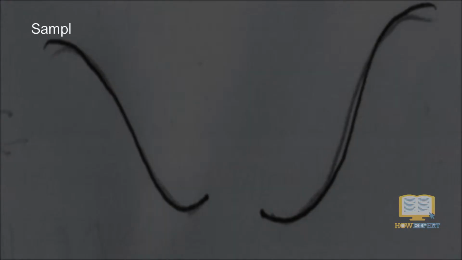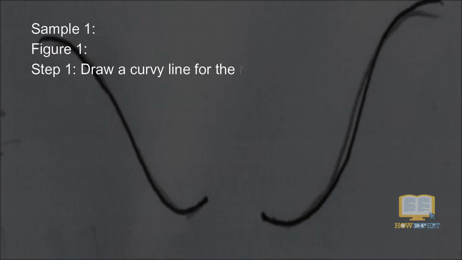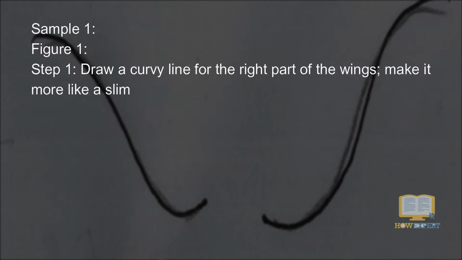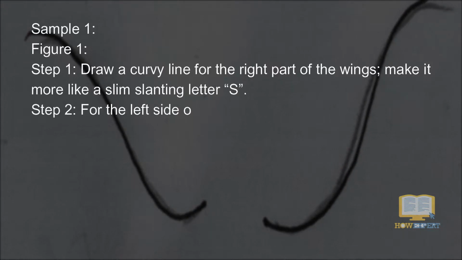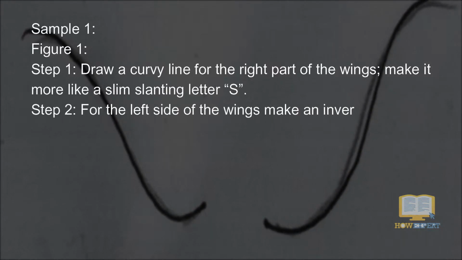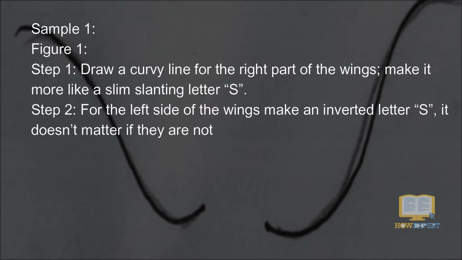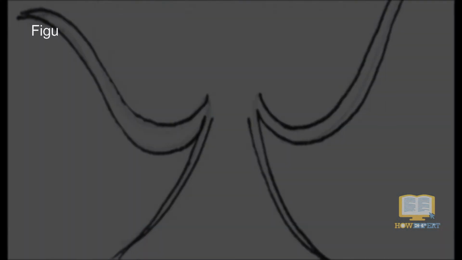Wings. Sample 1, Figure 1. Step 1. Draw a curvy line for the right part of the wings. Make it more like a slim slanting letter S. Step 2. For the left side of the wings, make an introverted letter S. It doesn't matter if they are not exactly aligned or in the same position.